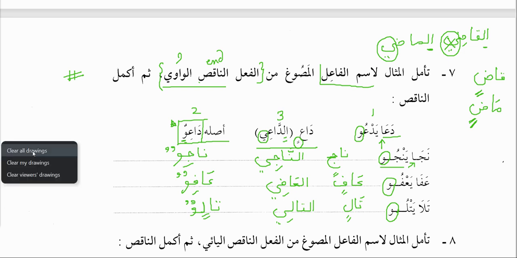Let's move on to the next question and let's see what kind of verbs these are. Still we are making ismun file. Now this is a different kind of verb. What kind of verb is this? Fail naqis. What is fail naqis? Those verbs which have a weak letter at the end. So here, what is the weak letter? The alif maksura. So this is the exception here.